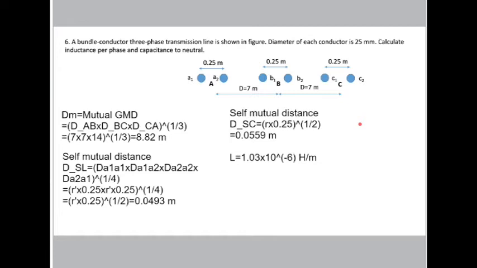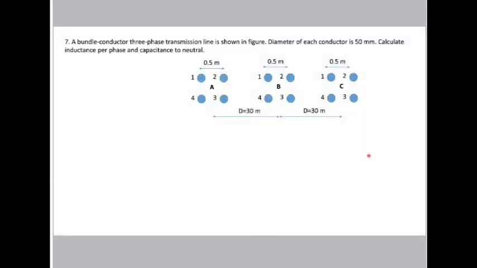So can I go to the next one, which has 4 subconductors in the transmission line? It's the same configuration, horizontal configuration, 3-phase transmission line, but this one has 4 subconductors for each phase. For phase A, we have 4 subconductors. For phase B, 4 subconductors. For phase C, 4 subconductors. They are arranged in the formation of a square, but they are still sitting on the periphery of a circle. The diameter of each conductor is 50 millimeter. The spacing between the subconductors is 0.5 meter, and the distance between phase A and B is 30 meter. Also, the distance between phase B and C is 30 meter. The distance between C and A we will calculate.